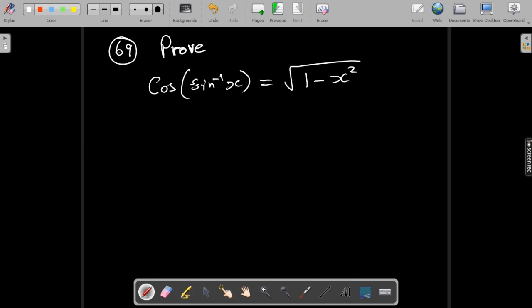So, you're asked to prove that the left hand side equals the right hand side. For a proof, you're supposed to choose one side. Let's choose the left hand side. And on this side, you see that we have an angle, and this is what I mean by that.